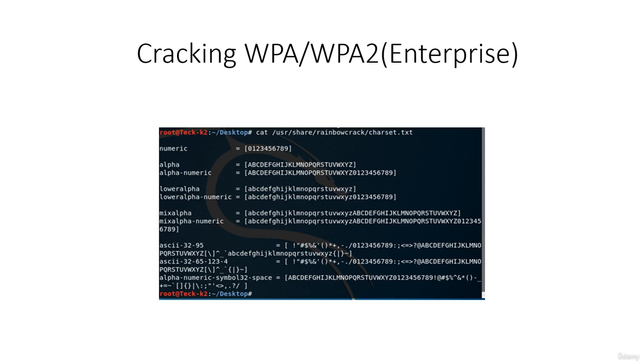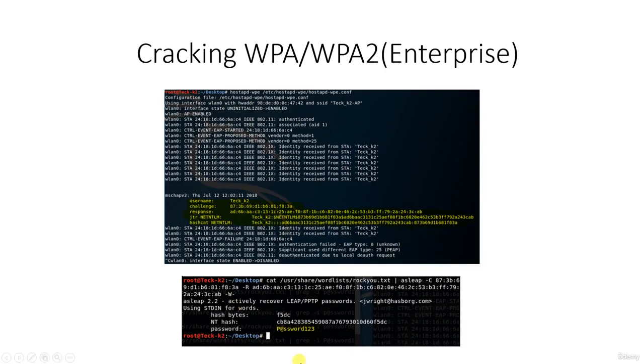Then if it's matched, as you can see, all of them are in here, and this is the hash dump. In this way you can crack a WPA2 enterprise password. You can use other ways, but I think this is the easiest way to crack the enterprise WPA2 password.